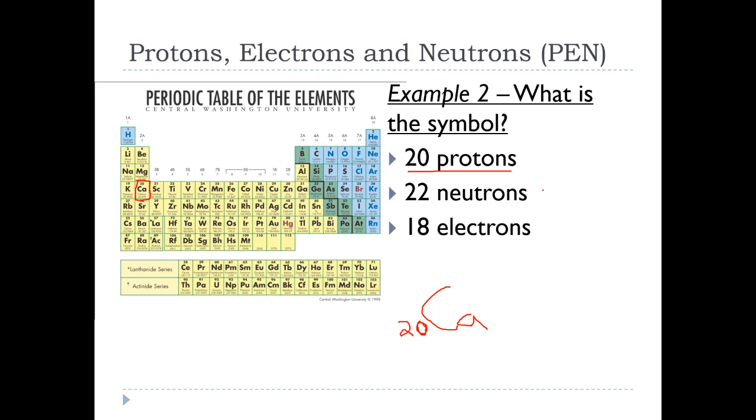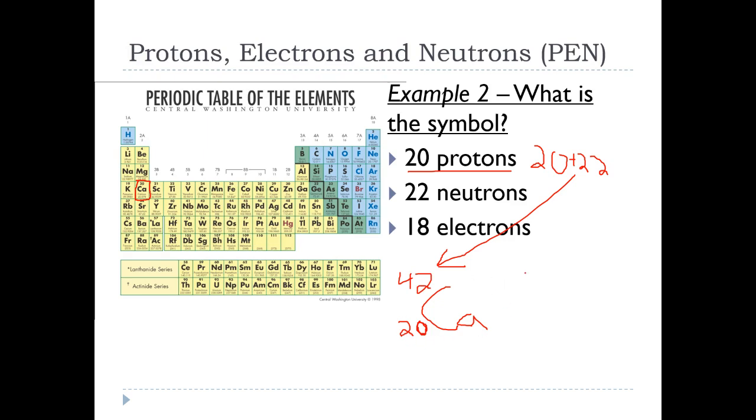Now I need the mass number. Mass number always goes in the top left, and it's the protons plus the neutrons. So I'm going to do 20 plus 22, and that gives me the mass number of 42. So that's my number on the top left. So I've got my mass number and my atomic number.